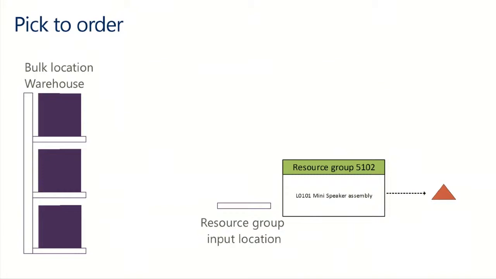Concept-wise, it's basically the same. As you can see, we have a resource group input location, also defined as a physical location in the warehousing structure. And on the left, we have some bulk locations, but here they are not license plate controlled, which means that the location I have set up in the warehousing says you don't need to have a license plate, or you can't, basically, on these locations, so it's just location and items.